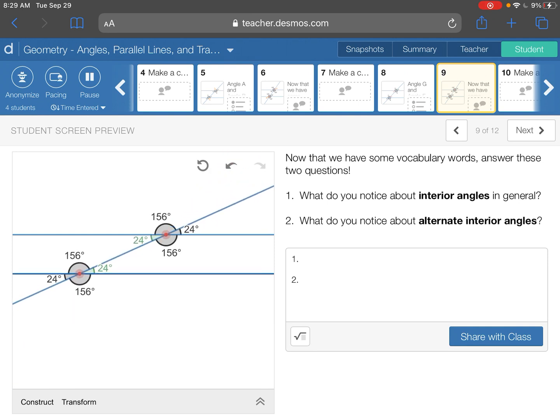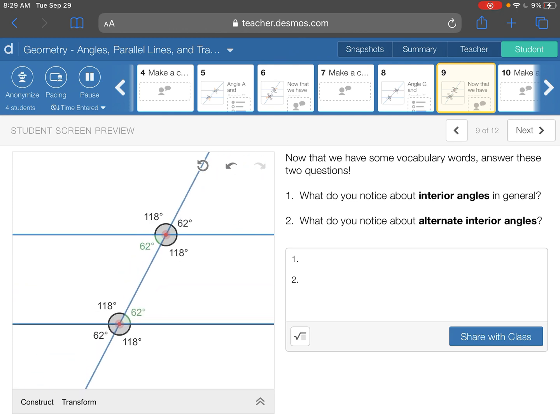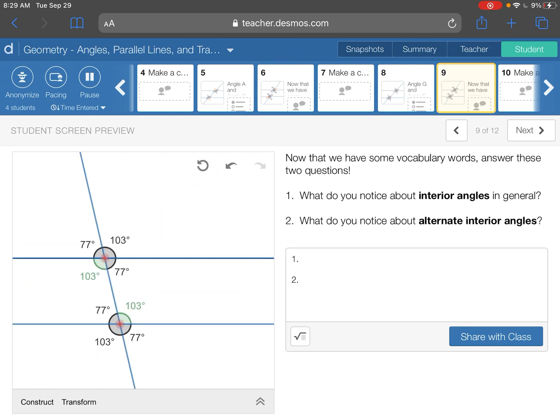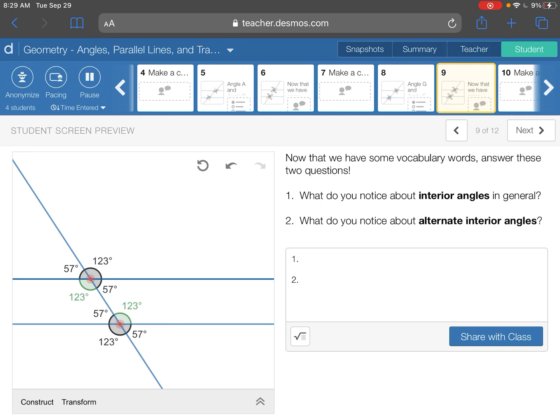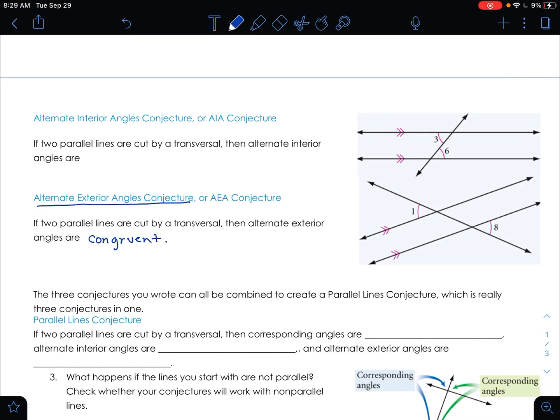And if I start moving the lines, you'll notice that the green angles that are alternate interior angles are congruent, 28 and 28, 62 and 62, 123 and 123. But regardless of where the angles are and how they're created with the transversal and the parallel lines, you'll notice that the alternate interior angles are congruent. So we'll come back over here. Our conjecture for that is if two parallel lines are cut by a transversal, then alternate interior angles are congruent.